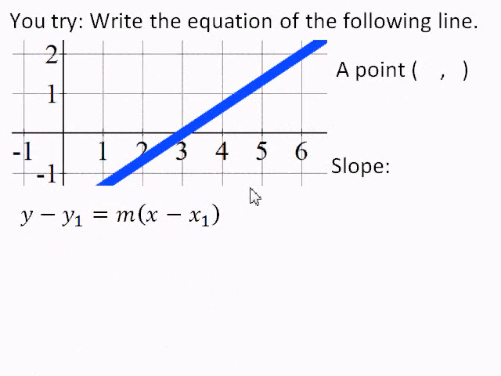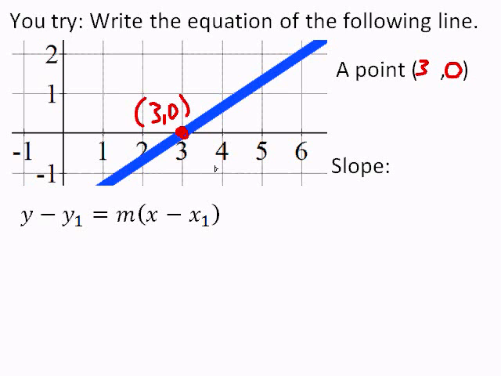Go ahead and try this one on your own, pressing pause, and when you're ready to see the answer, please press play. The first thing you want to do is find a point on the line. So I'm going to look, and I could choose this point, (3, 0), or I could choose this one up here. I'm going to choose (3, 0). So the point that I chose was (3, 0).